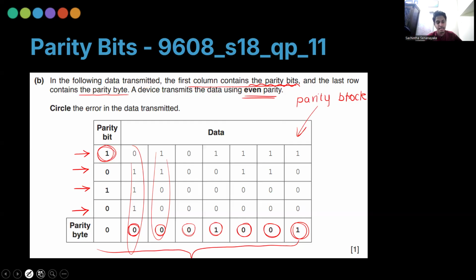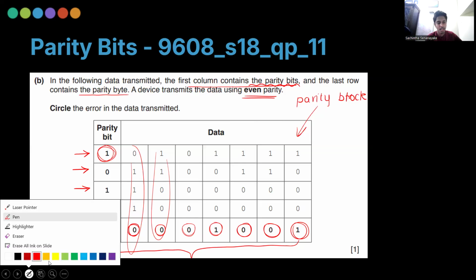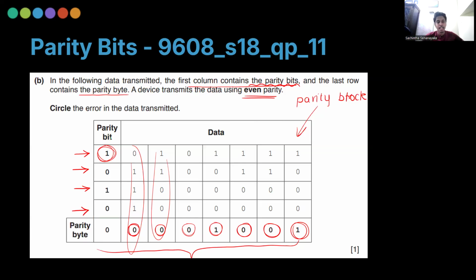So let me try and debug this and walk you through how this is solved. Let's take a look at the first row, right? How many ones do we have in the first row, guys? 1, 2, 3, 4, 5, 6. Is that an even number? Yes. Are we using even parity? Yes. So therefore, this first row is correct.